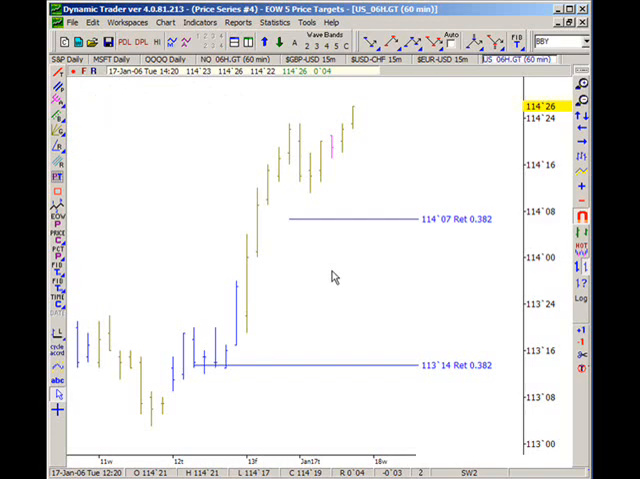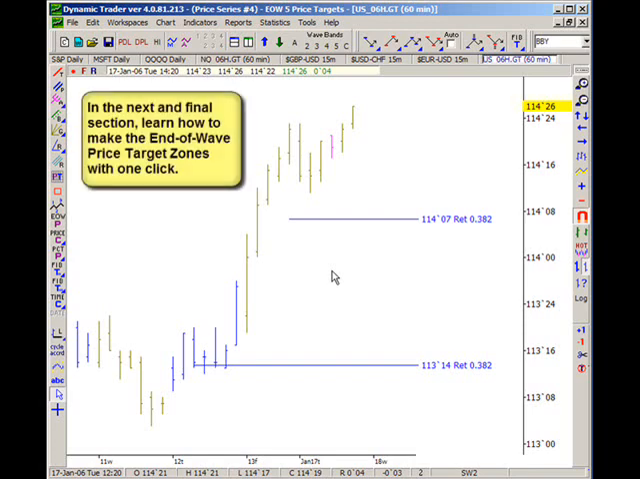We've got one more little section before we wrap it up. But now you know all you need to know about identifying simple ABC corrections and end of wave 5 target zones, and being prepared in advance for the high probability targets that will complete those frequent types of corrections and frequent types of trends.